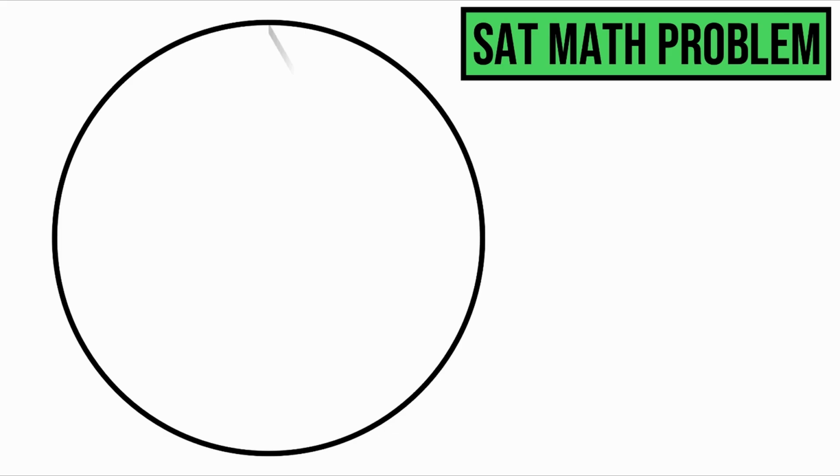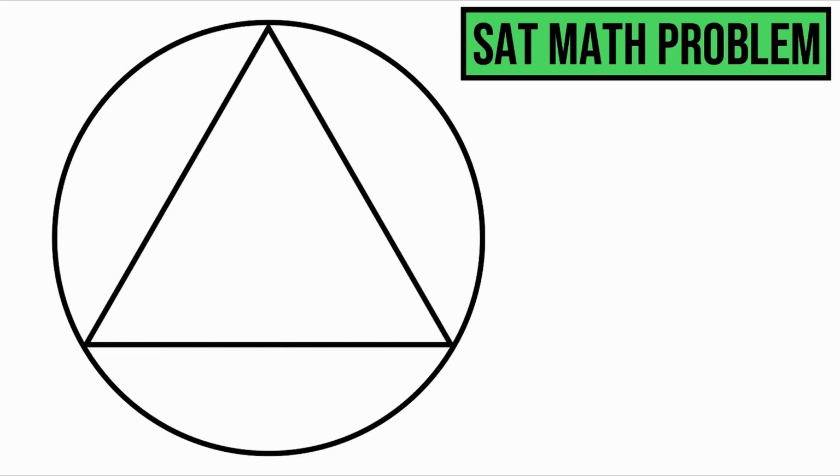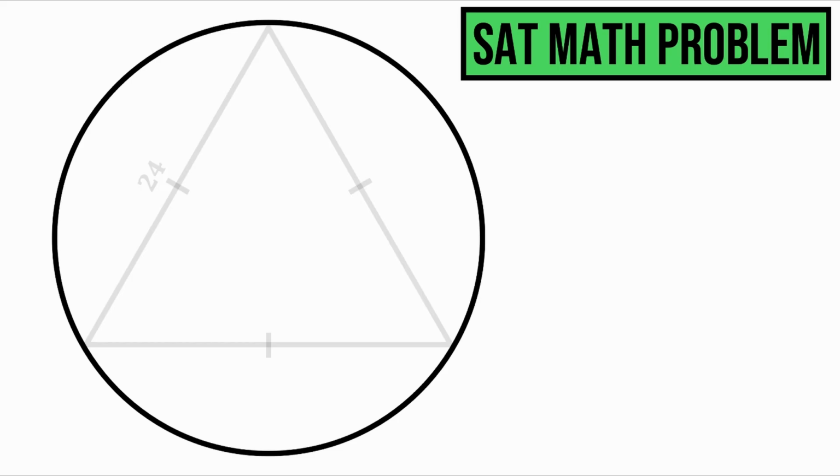Here we have a circle with an equilateral triangle inscribed inside. Each side length on the triangle is 24, and the radius of the circle, so going from the center to the edge, is w root 3. But I'm not going to draw the radius like this, and the reason is because of this gap right here.